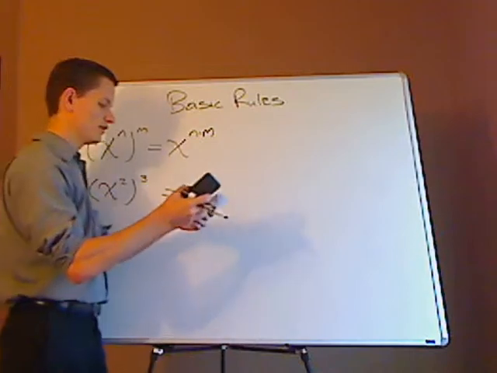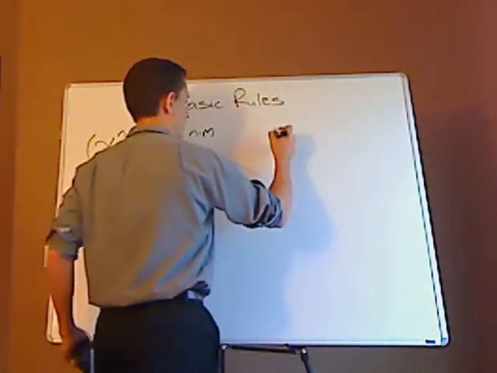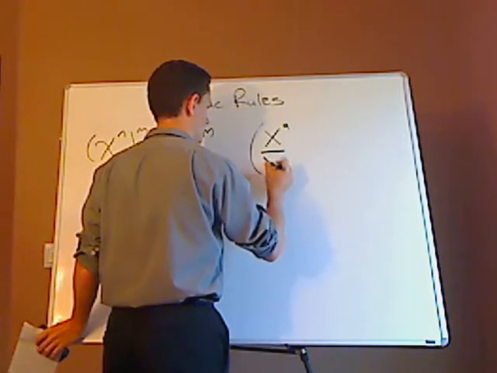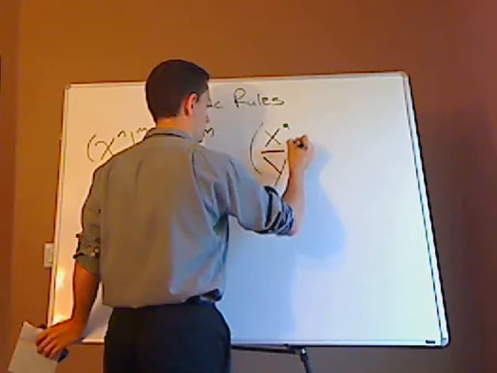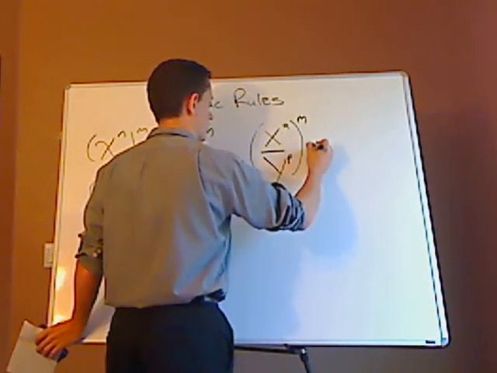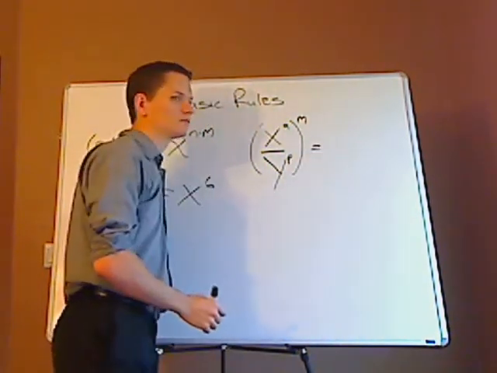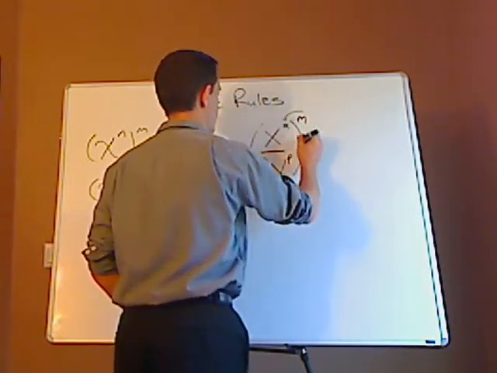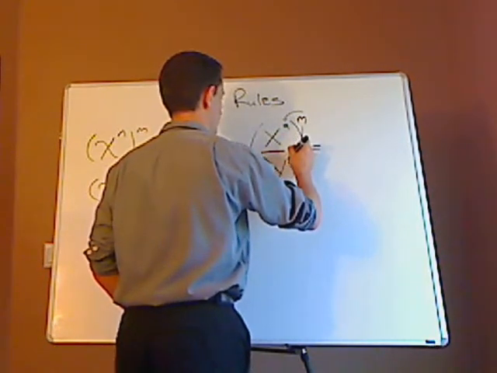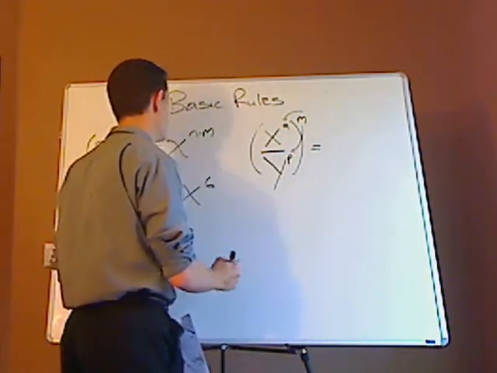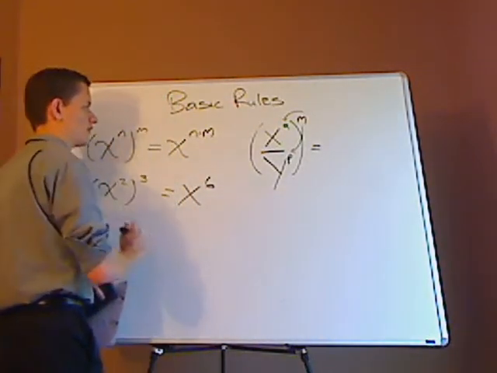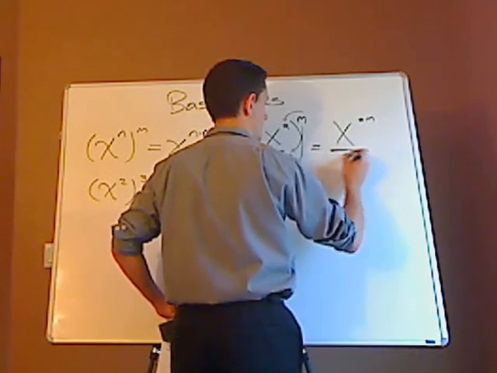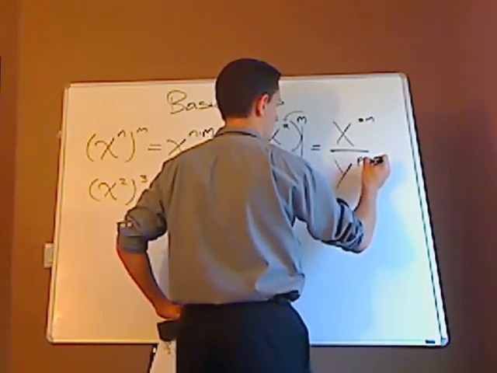Alright, let me show you another one. If you have x to the a, parentheses, y to the p, and both of those are being raised to the m, you're going to distribute. You're going to raise everything to the m. And by doing that, you're going to simply just multiply. So this would be x to the am and y to the pm.